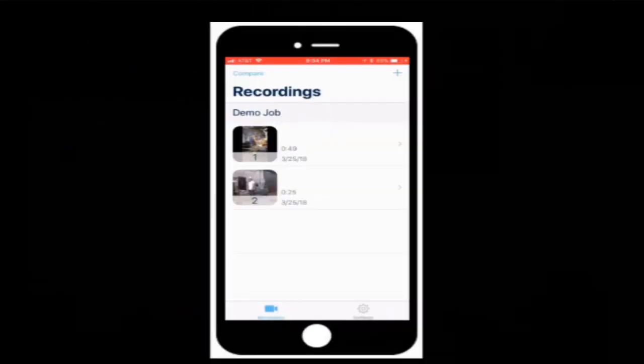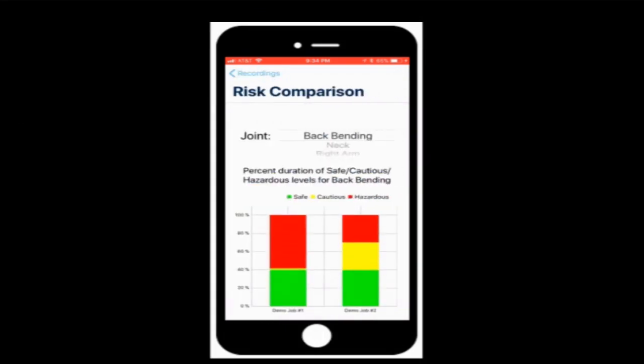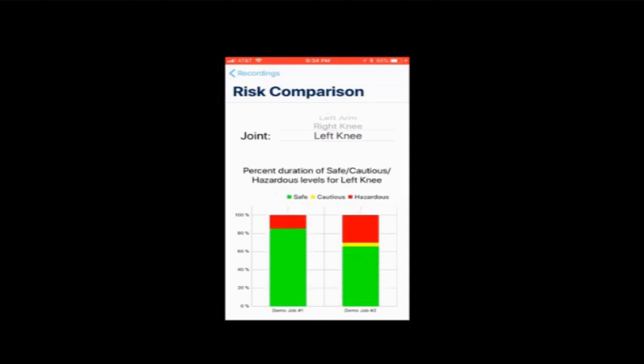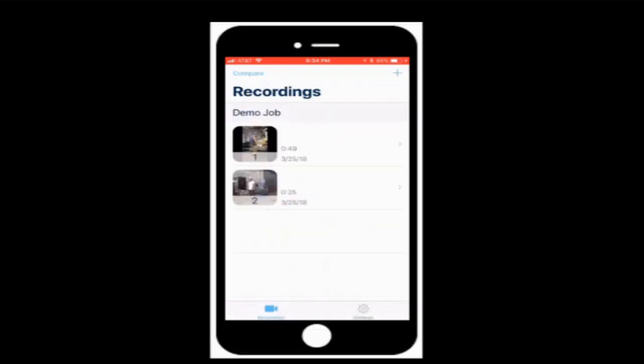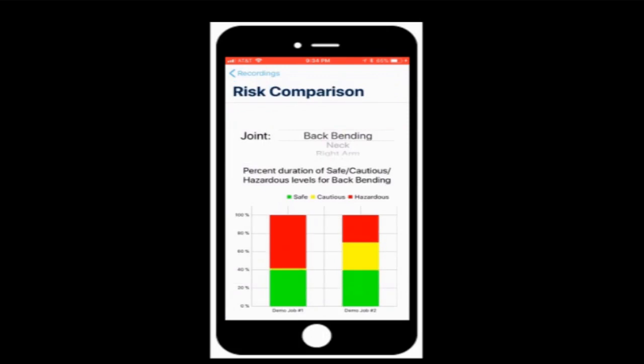Then we can use it in many different ways, and one of the ways that we are trying to use it is risk comparison across different jobs. You can just collect different videos, meaning different jobs, and then it can identify, okay, in terms of left knee, which one has more hazard, or for back bending, which job is more hazardous, or what the proportion of the safe, the cautious, and the hazardous is. So you can have cross comparison across the different job cycles.